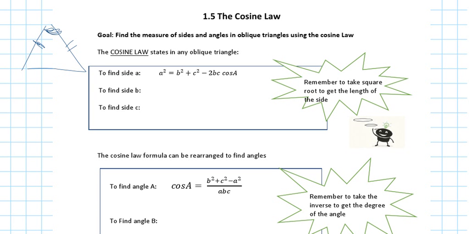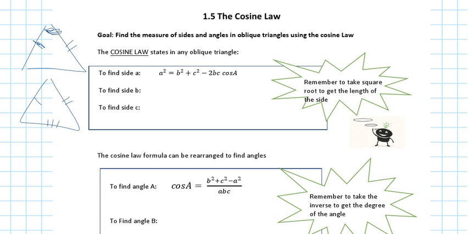Or if I have another case where I have all three sides given to me, I can't use the sine law because I don't have any angles in here. So in these two cases, we're going to have to use the cosine law.